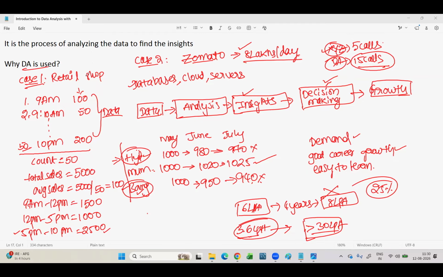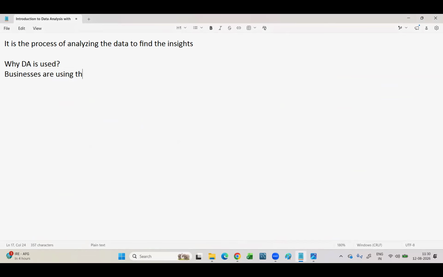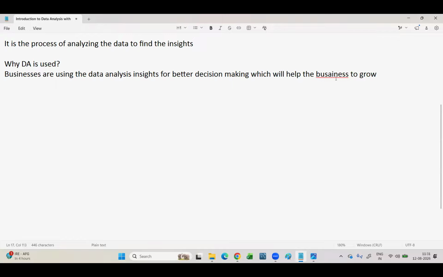I will explain everything in one single line about why you want to use data analysis, in very easy terms. Businesses are using data analysis insights for better decision making, which will help that particular business to grow. To get that growth, we definitely need to do analysis of the data. That's why every company is using and storing data.